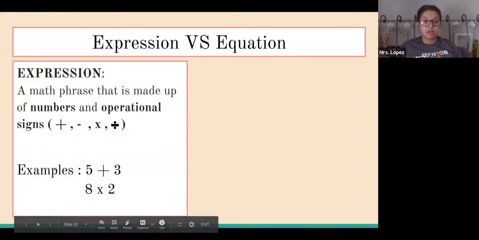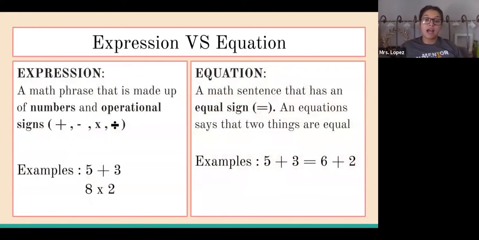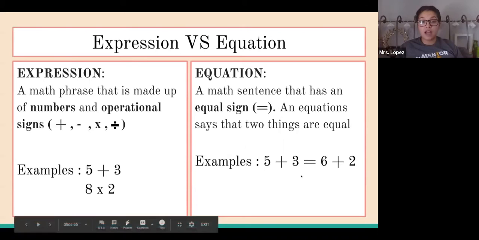That is an expression. An equation is a math sentence that has an equal sign in it. And equations say that two things are equal to each other. So 5 plus 3 is equal to 6 plus 2. If we add that out, that's 8 on the left side and 8 on the right side. So that is an equation because they are equal to each other. 8 equals 8.